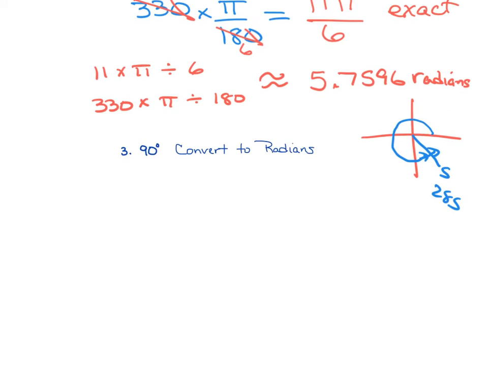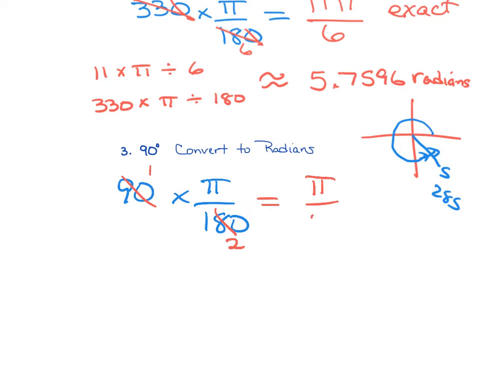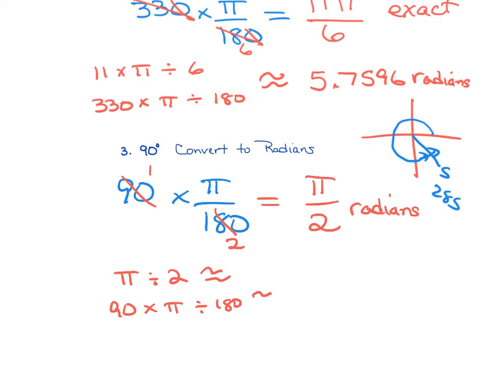Conversion. We're going to multiply 90 times pi over 180. Going to simplify because I want an exact. 90 goes into 180 twice. So 90 degrees is equivalent to pi over 2 radians. And now if I want to approximate it, pi divided by 2, or the original problem, 90 times pi, divide by 180. Both of these will give me 1.57 radians.